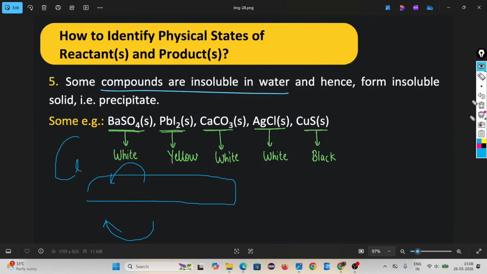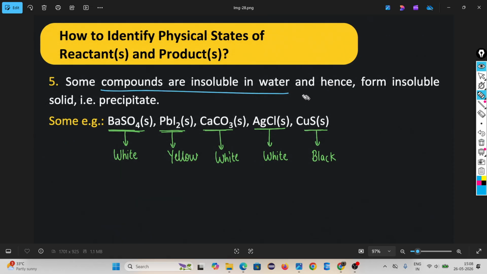Then the next one. Some compounds are insoluble in water and hence form an insoluble solid, that is a precipitate. Some compounds are there, they are insoluble. Look, sodium chloride, it is soluble in water. But if you look, barium sulfate, it is insoluble. Lead iodide solid. Calcium carbonate solid. Silver chloride solid, copper sulfate solid. But you have to remember the color also. Barium sulfate is white color. Lead iodide, its color is yellow. Calcium carbonate white. Silver chloride white. Copper sulfate black. You have to remember the color also. These are the compounds which are insoluble in water. That means it is 100% form precipitate.